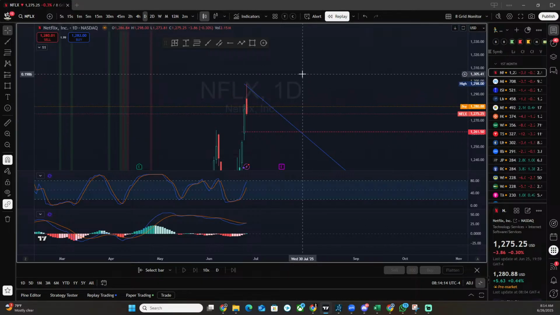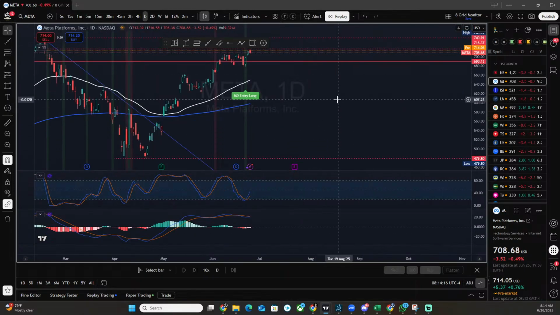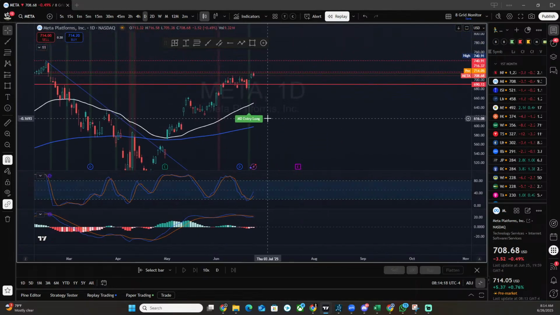All right, let's go with Meta. Meta is in a very interesting spot too. I have a tiny position on this. I am considering possibly adding to that. But yeah, it looks like we get a nice little solid move. I think anything above 700 is good.